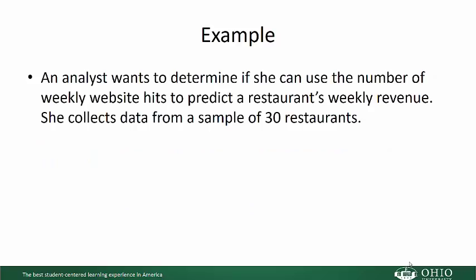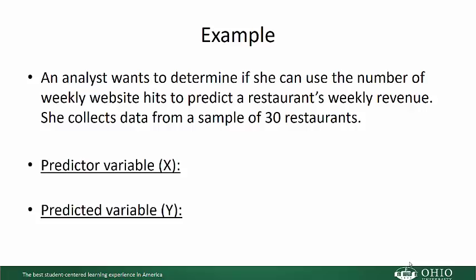Here is an example. In this example, a researcher wants to determine if she can estimate a restaurant's weekly revenue based on the number of website hits they get each week. See if you can identify the predictor and the predicted variable. The predictor variable, variable x, would be weekly website hits, and the predicted variable, variable y, would be the weekly revenue. The predictor variable, website hits, is being used to estimate the predicted variable, which is weekly revenue.